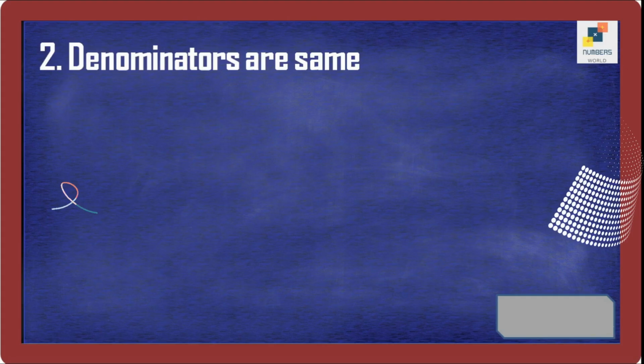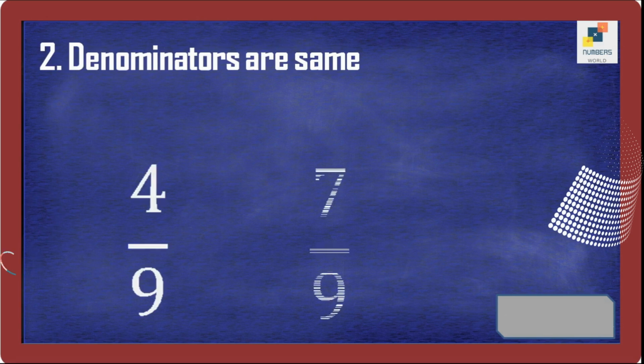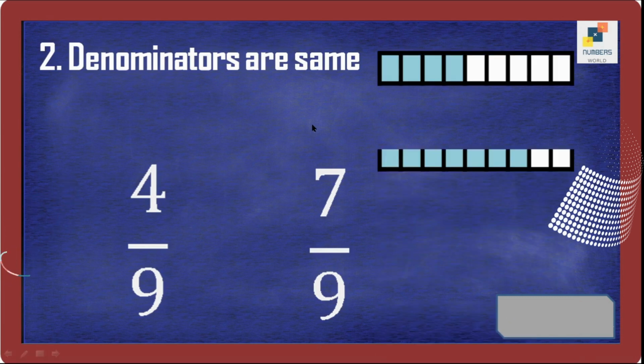So let's discuss our second type of example in which two fractions are given with the same denominators and different numerators. Here, as 7 is greater than 4, it means 7 by 9 will be greater fraction than 4 by 9. So let's do this concept with the help of two figures.